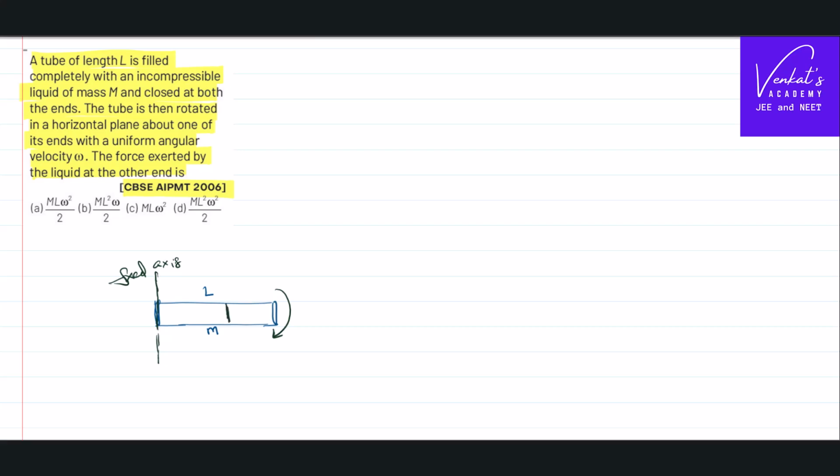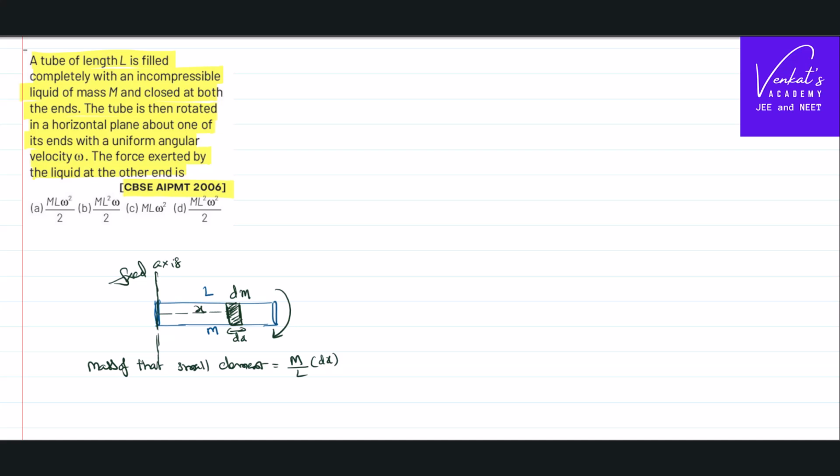Let us consider a small portion of the liquid whose mass is dm. Let the length of that small portion be small dx. So we can say the mass of that small element is total mass by total length multiplied by the length of that part, M by L into dx. This small part, let's assume, is at a distance x from the axis of rotation.